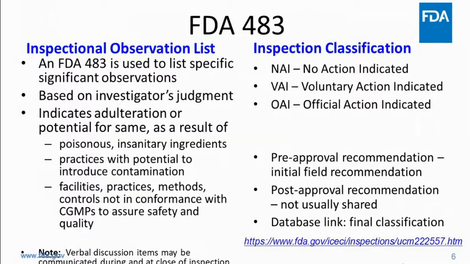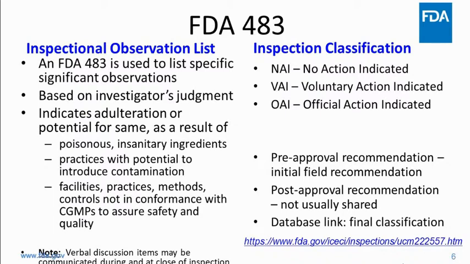Now, an FDA 483 is used to list significant inspectional observations. So it really is a summary of issues that are, in the investigator's judgment, indicating the need for citations. It indicates that there may have been circumstances that could lead to adulteration or potential for the same as a result of unacceptable ingredients, unacceptable practices that could introduce contamination, or your facility's practices, methods and controls may not be in conformance with CGMPs to assure safety and quality. So it's really a list of citations from the CFR with supporting evidence.